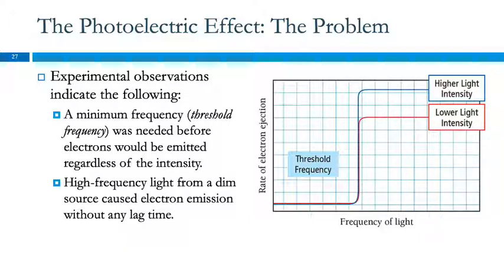So experimental observations gave the following results. So here what we have is the rate of electron ejection as a function of the frequency of light. And so at low frequencies, there was no ejection of electrons. And it didn't matter how long you waited, the electrons would never get ejected. So when we got to this frequency, this is called the threshold frequency. When you got to a certain frequency, then all of a sudden electrons would start being ejected.